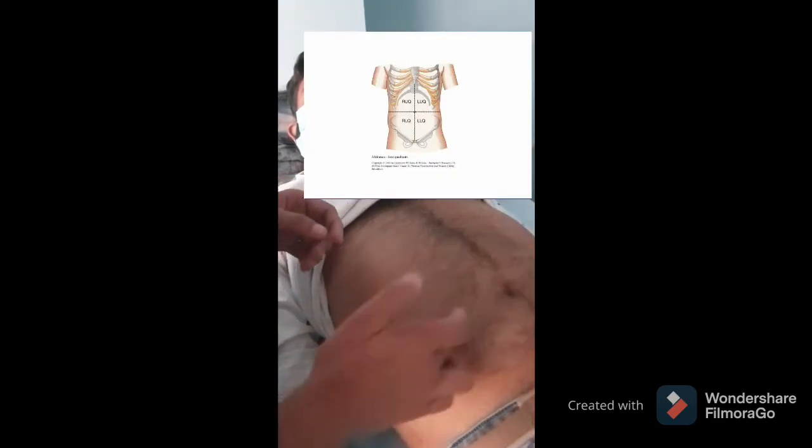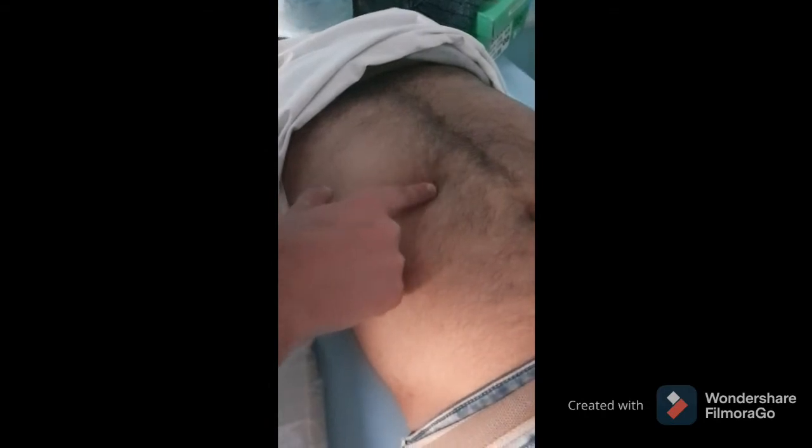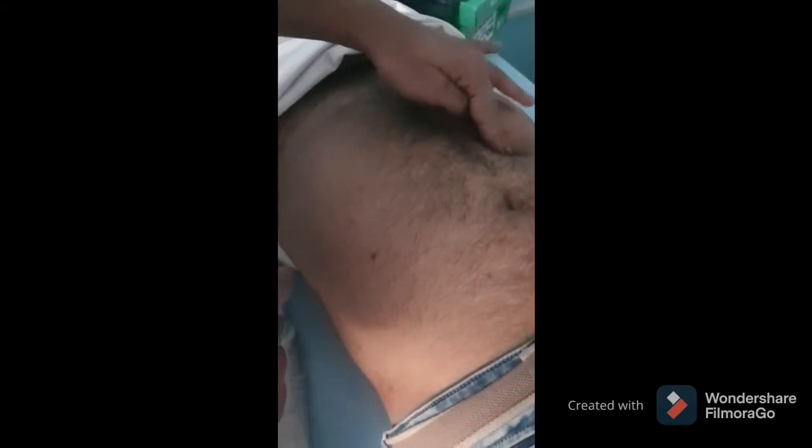Firstly, the abdominal cavity extends between the thoracic diaphragm and the pelvic diaphragm. The abdomen is divided in two ways for descriptive purposes. The first one divides the abdomen into four parts by imaginary lines which meet at the umbilicus. These parts are right upper quadrant, left upper quadrant, right lower quadrant and left lower quadrant.